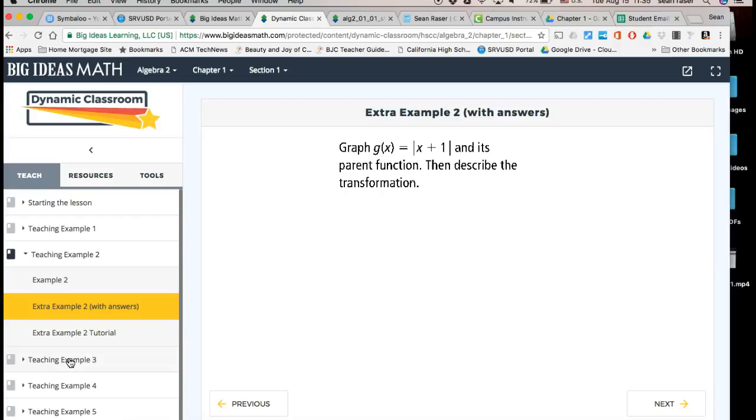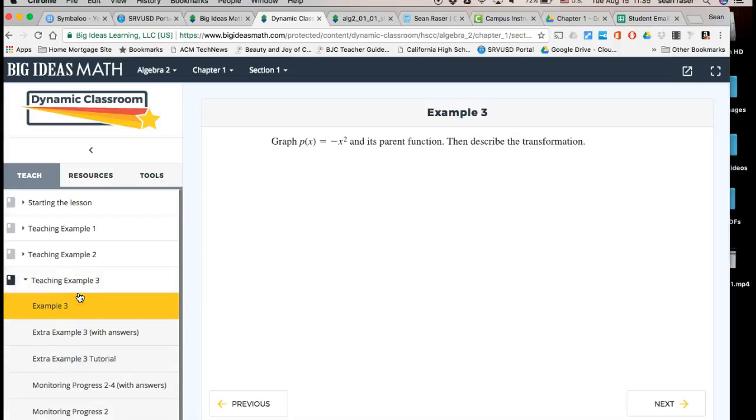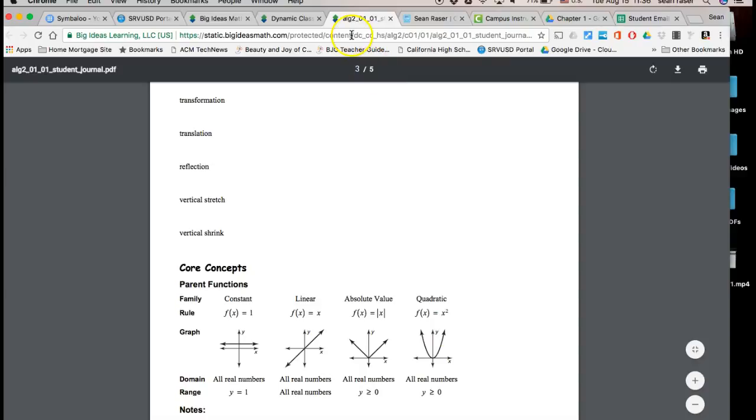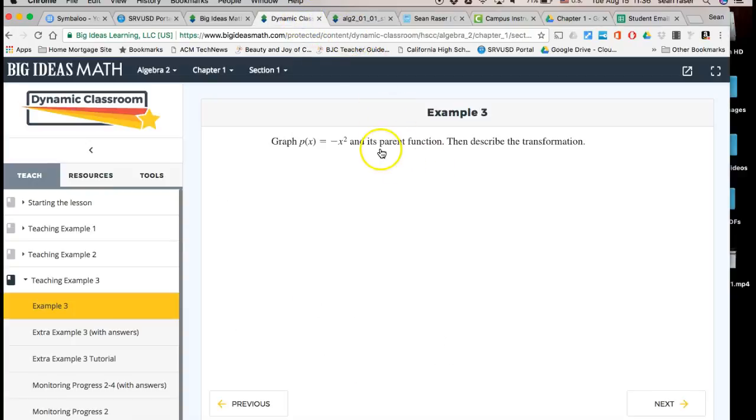Okay, now what we're going to do is look at the next example, example 3. This has us look at a different type of transformation. So same thing that we're going to do right here. We're going to graph this function and its parent function and then describe the transformation. So if we look right here at this function, we should be able to tell right away that this is a quadratic function. So we want to go ahead and graph this function and then compare it to the parent function of our quadratic. So let's go ahead and graph both of these and then describe the transformation.